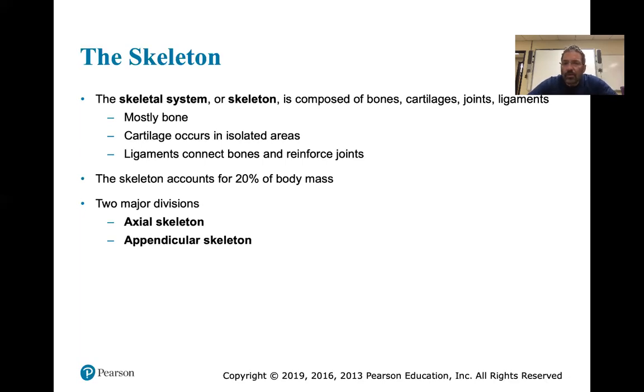So the skeleton accounts for 20% of body mass. And remember, last chapter or so, we were talking about bones. Remember, these are very, very metabolically active. Right, so we're going to divide the skeleton into two major divisions, the axial skeleton and the appendicular. When we talk about appendicular, we talk about appendages. So that would be like your arms and legs, and we'll get into arm, forearm, thigh, and all those different portions. But right now, just start thinking of your appendages, your arms and legs.